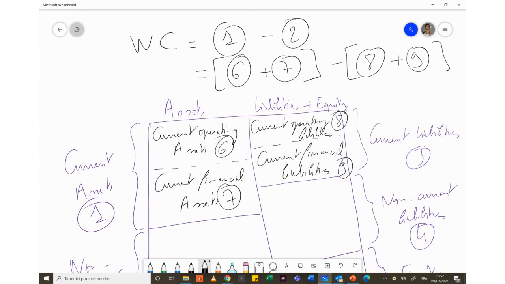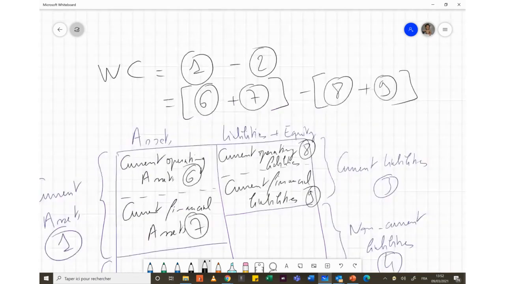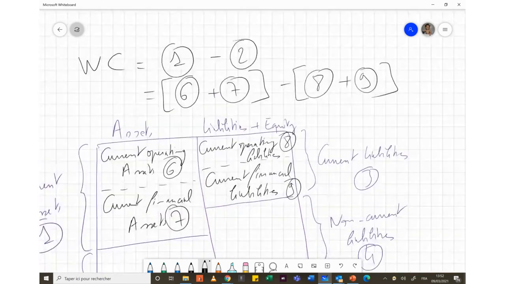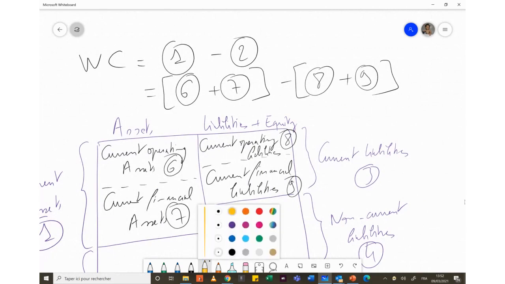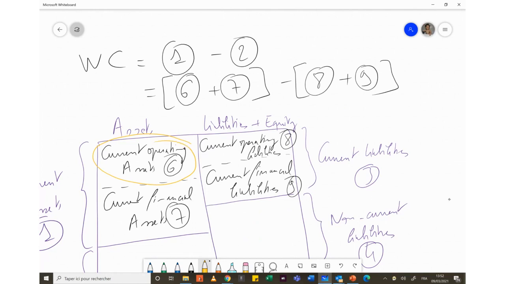Okay. So when we have the change in working capital, we have the change in current operating assets, the change in current financial assets, the change in current operating liabilities, and the change in current financial liabilities. In reality, what we want is to take only what is related to the cash flow from operating activities. So we want the 6 minus 8.